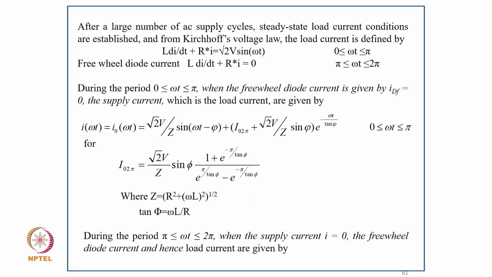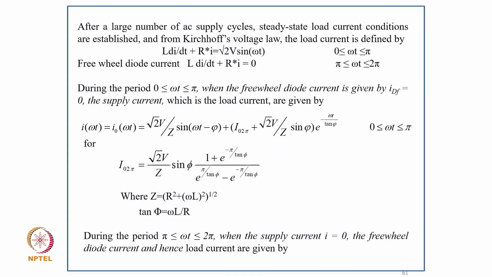So after a large number of AC cycles, the steady state load current conditions are established, and from Kirchhoff's voltage law, the load current is defined by L di/dt plus Ri equal to root 2 V sin omega t for 0 to pi, and for the freewheeling diode, L di/dt plus Ri equal to 0, that is for omega t from pi to 2 pi.